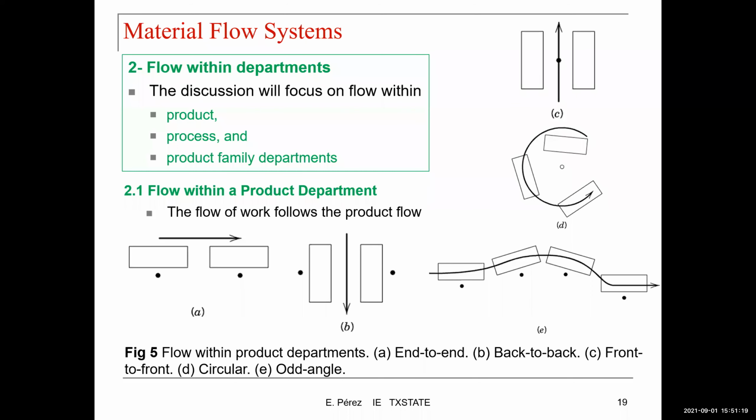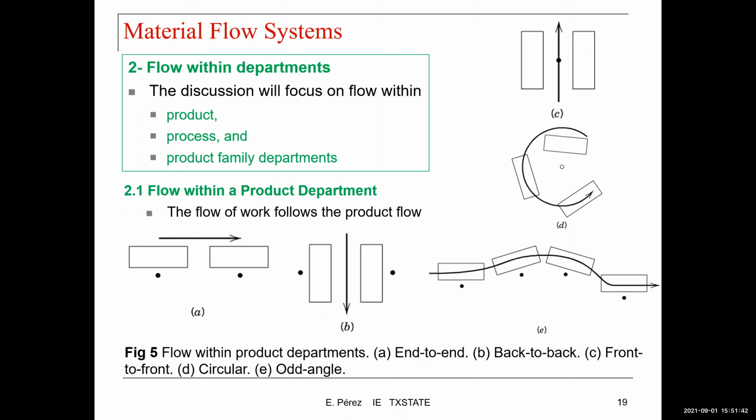Front to front: here we have the employee in the middle. Here we have two employees on the sides of the tables. Here we have the employee in the middle. So the flow will go here in this direction, and that will also be manufacturing on both sides.